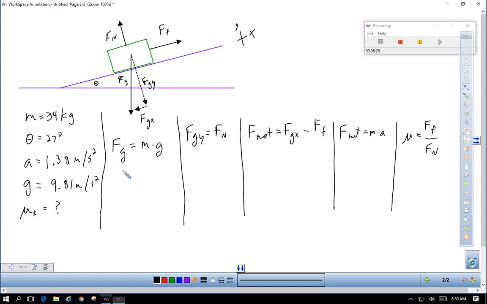I'm going to take a moment and do some calculations, and why don't you do the same. Go ahead and calculate FG, and then with theta right here, remember that due to miracles of geometry, this theta in this triangle is exactly equal to that one, so they're both 27 degrees. So take a moment and find FG, FGY, and FGX.